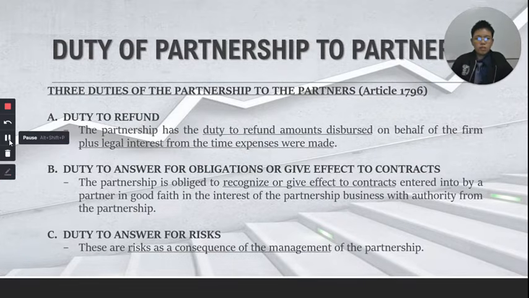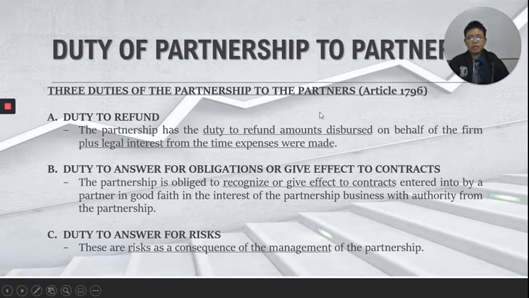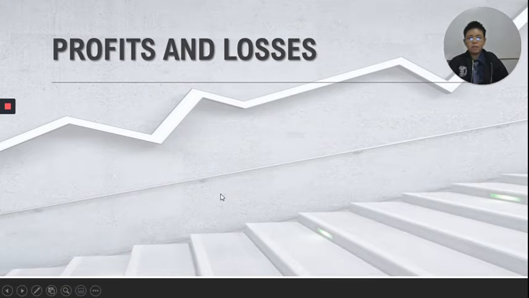So the last one is the duty of the partnership to answer for risks as a consequence of management of the partnership. So these are personal losses to the partner who manages the partnership because of yun ngang duty niya na mag-manage ng partnership. So, let us say class, there is a loss of the property of the manager, and it happened because of his duty to manage the partnership. Remember class that the partnership will be answerable for the risks taken by the managers para lang sa management ng partnership. What else? Also, remember profits and losses.